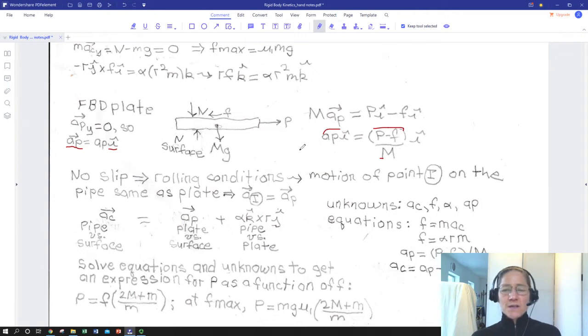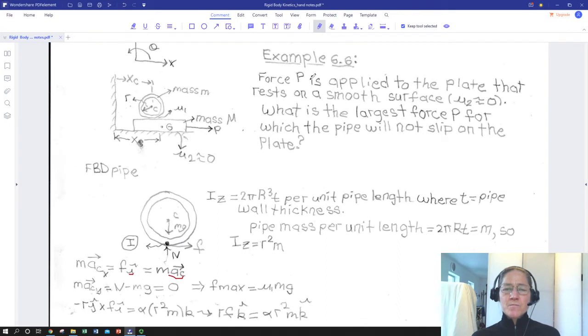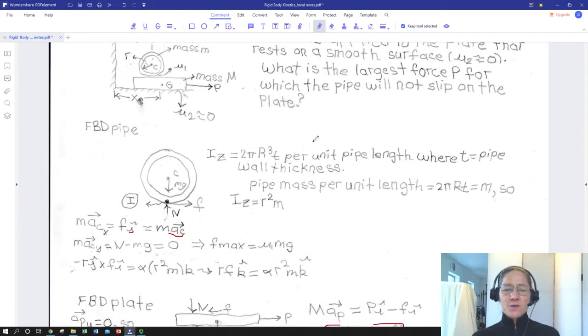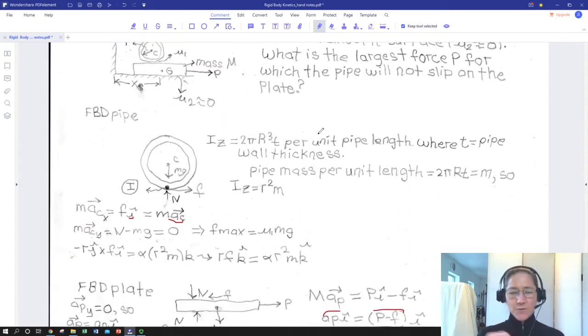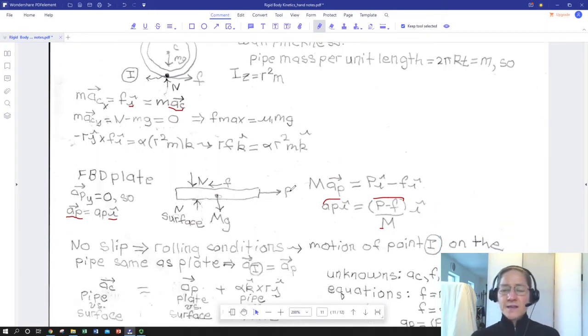Okay. So we wanted to solve for force P in terms of no slip. So we need some expression for what it means not to slip. And then we'll probably need to relate all of these accelerations and forces that we don't know, all accelerations in this case.